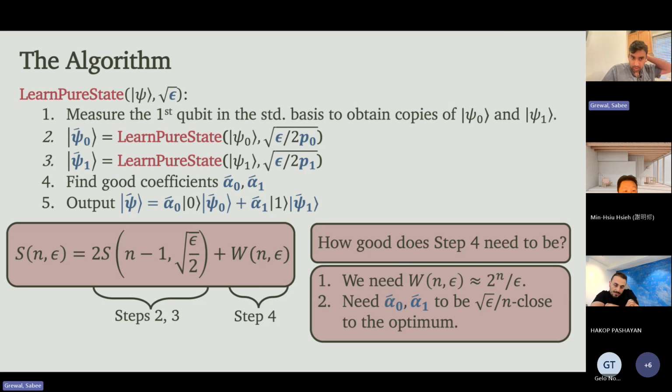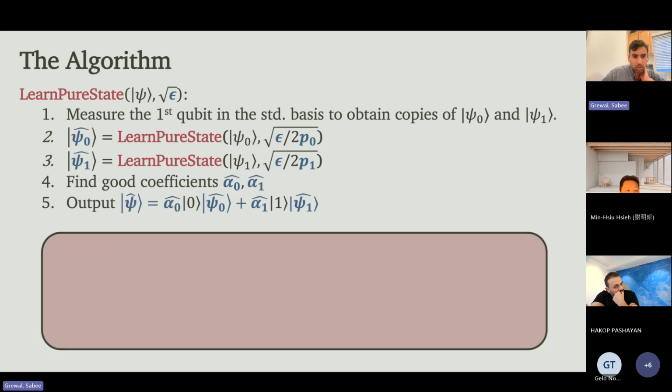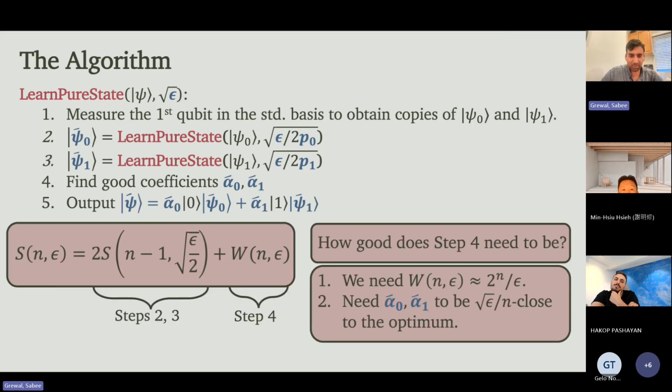Okay, so let's see. So yeah, this is the algorithm. It's not too bad. It's a simple recursive algorithm. I'm hiding a lot of the complexity that lives inside of step 4, but that's what we're going to talk about now. Oh yeah, so I just wanted to recap. Okay, where are we at?